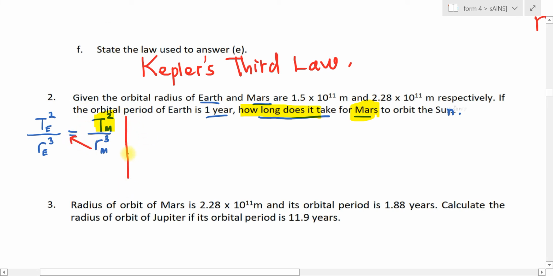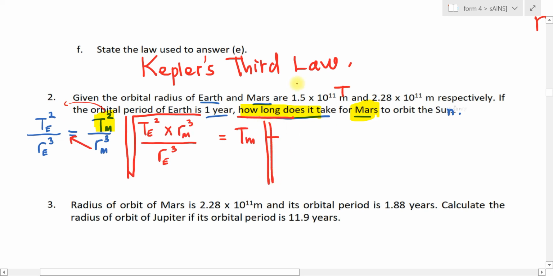Jadi, Te square darab dengan R cube of the M bahagi RE cube. Lepas tu, kita akan dapat Tm. But, this is a squared formula. They want just the period. Just the T. Jadi, square ni kita kena bagi sana juga. Dia akan jadi square root lah. Baru complete formula dia.